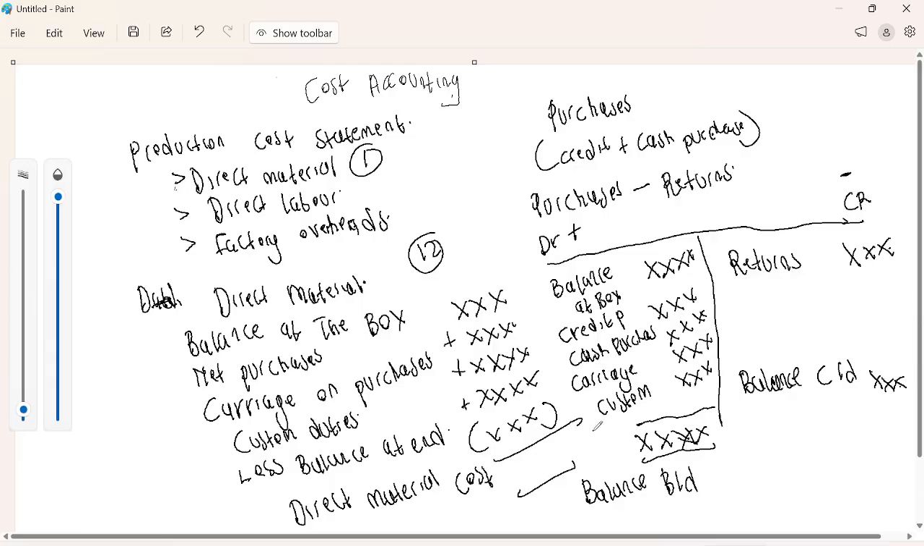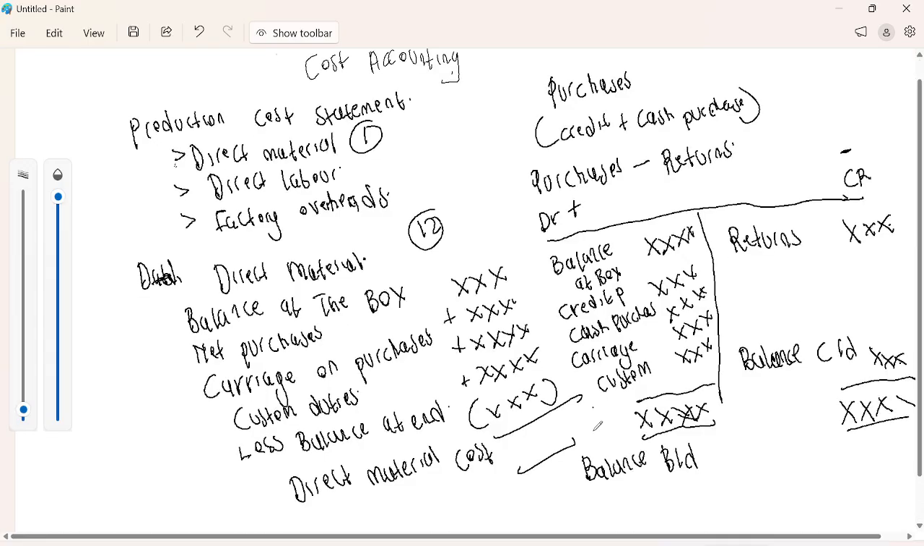You will always totalize the debit side first. After totalizing the debit side, you simply transfer this amount to this side, like this, right? Now the thing that we are solving here for grade 11s is the raw material issued. This is what we're always calculating here.